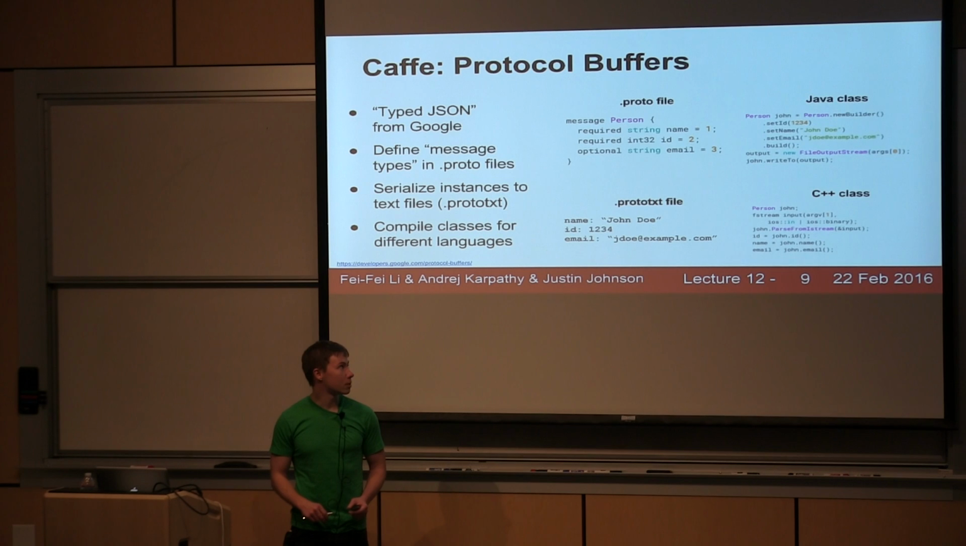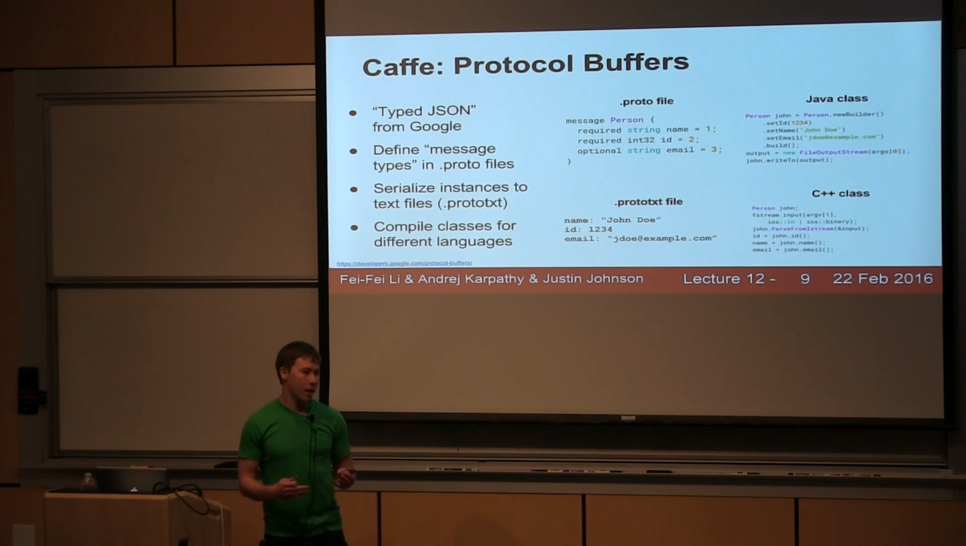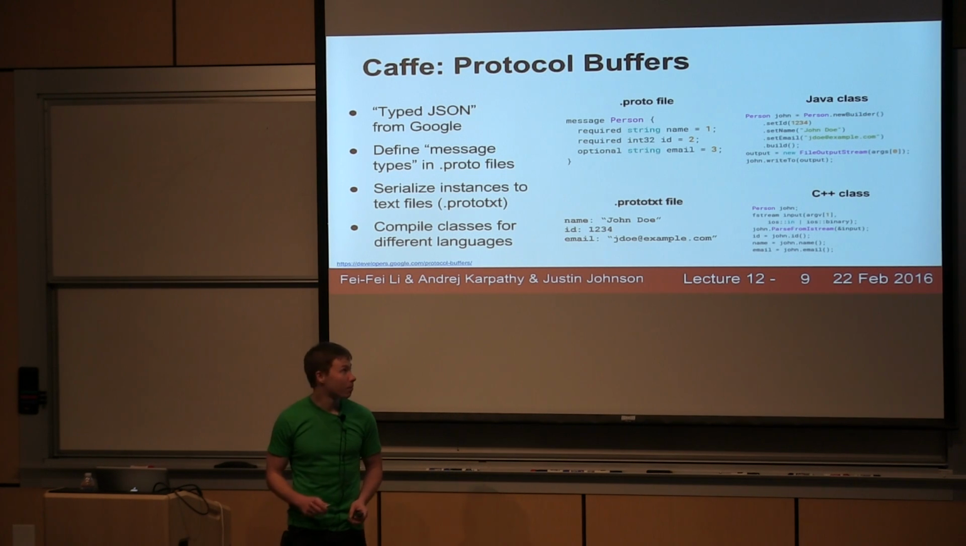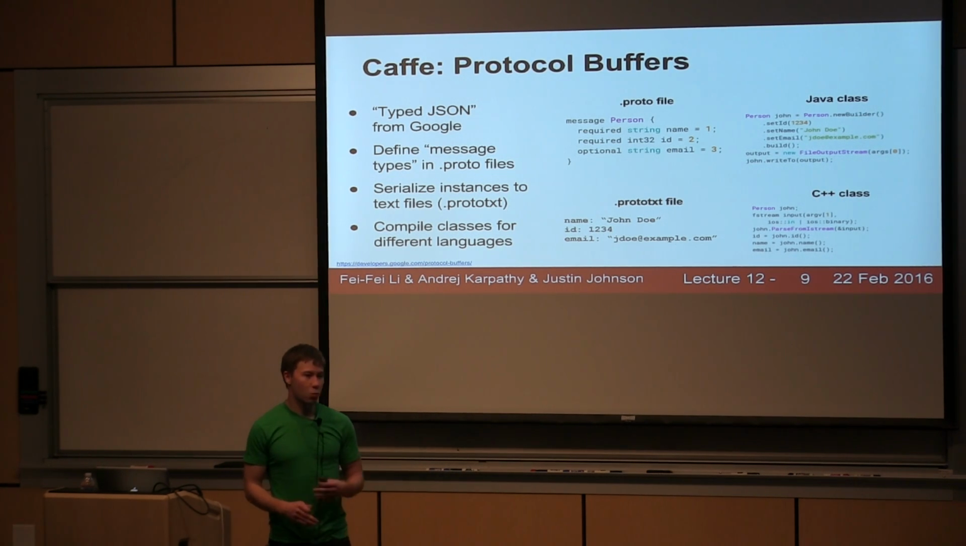Then protobuf includes this compiler that actually lets you generate classes in various programming languages to access these data types. After running the protobuf compiler on this proto file, it produces classes that you can then import in Java and C++ and Python and Go and just about everything. So actually, Caffe makes wide use of these protocol buffers, and they use them to store pretty much everything in Caffe.